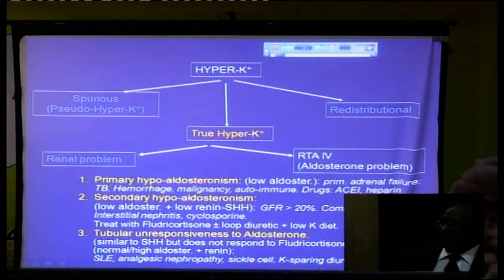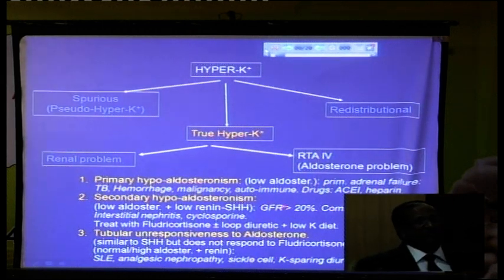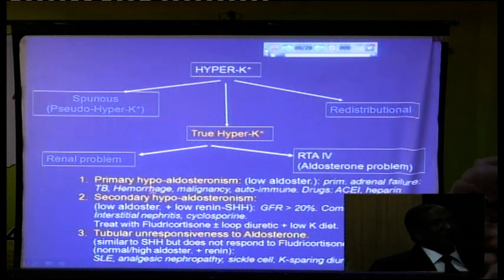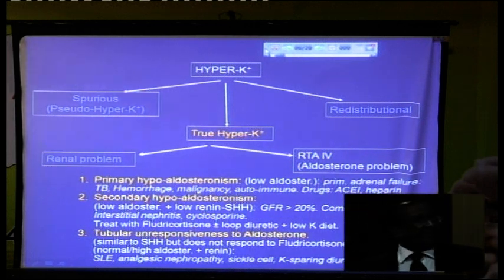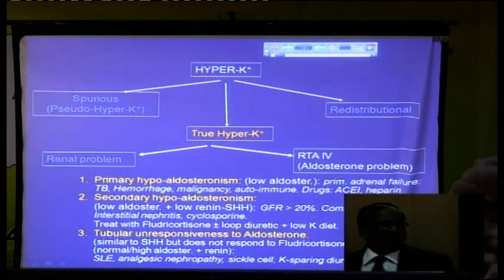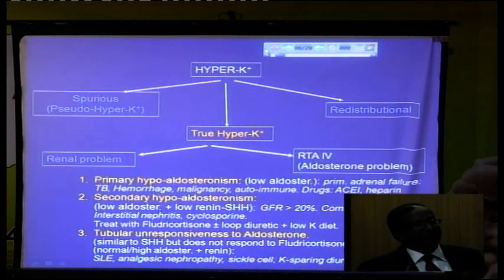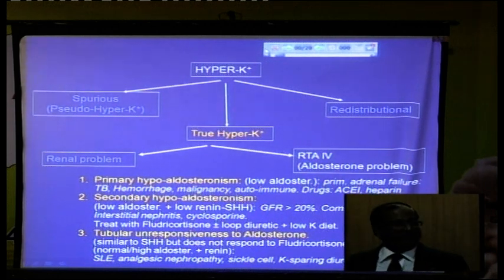If you have aldosterone low and renin low, then secondary hypoaldosteronism, and the causes are interstitial nephritis, drugs like cyclosporin, and very, very important, diabetes. You need to treat this with fludrocortisone, 50 to 100 micrograms, usually 50 micrograms is good enough to treat them. And tubular unresponsiveness is analgesic nephropathy, SLE, potassium sparing diuretics, etc.